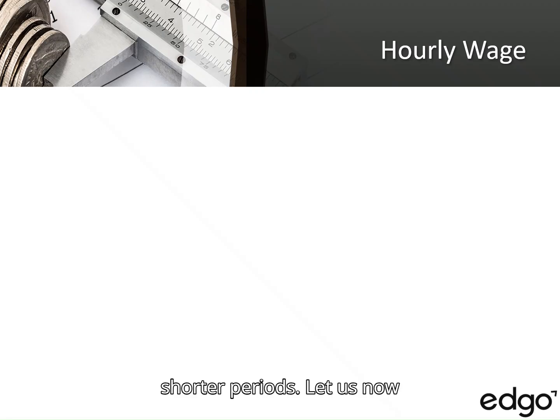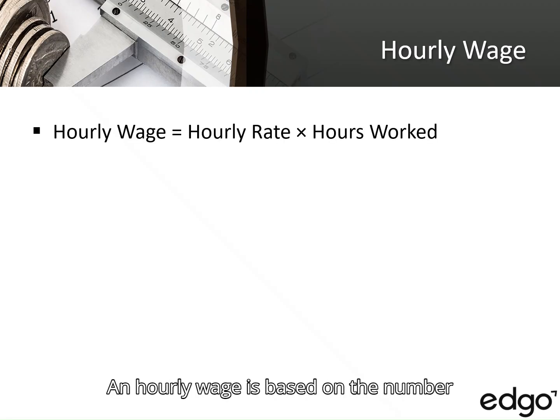Let us now calculate earnings using an hourly rate. An hourly wage is based on the number of hours worked. Many workers in restaurants, retail stores, call centers, and service industries are paid according to the number of hours they render. To compute wages, multiply the hourly rate by the total number of hours worked.